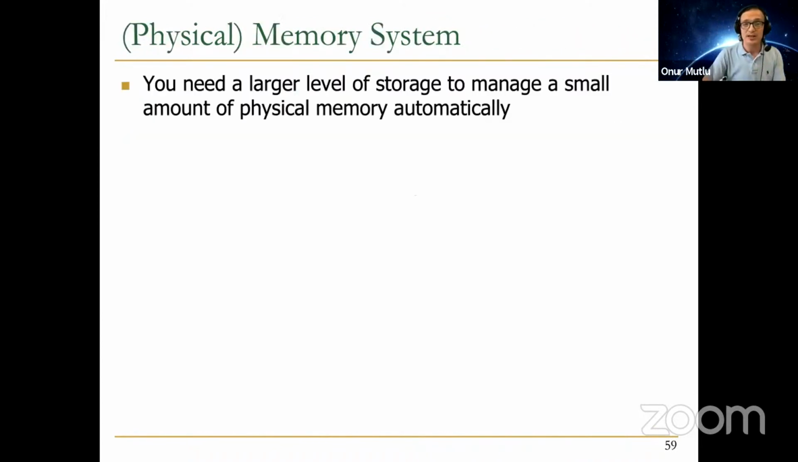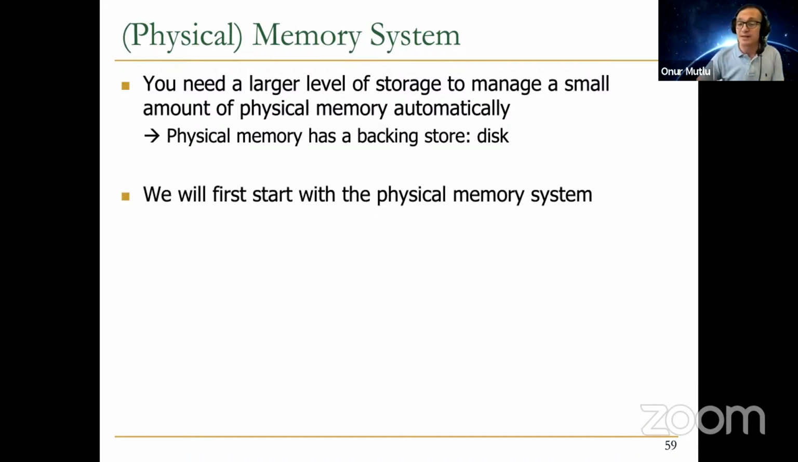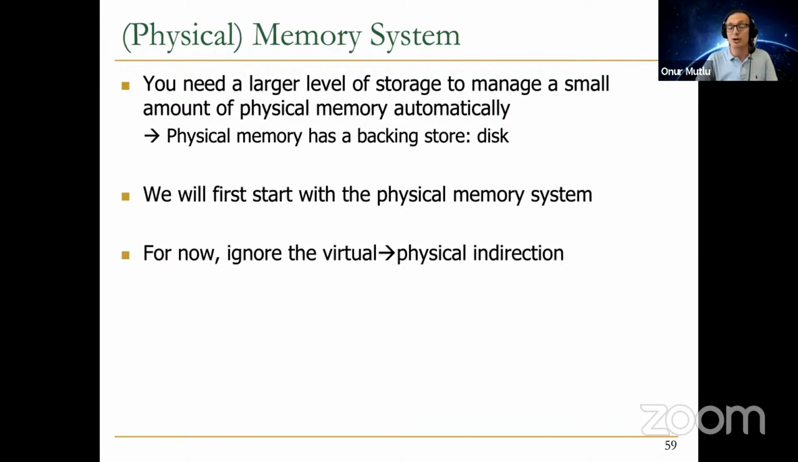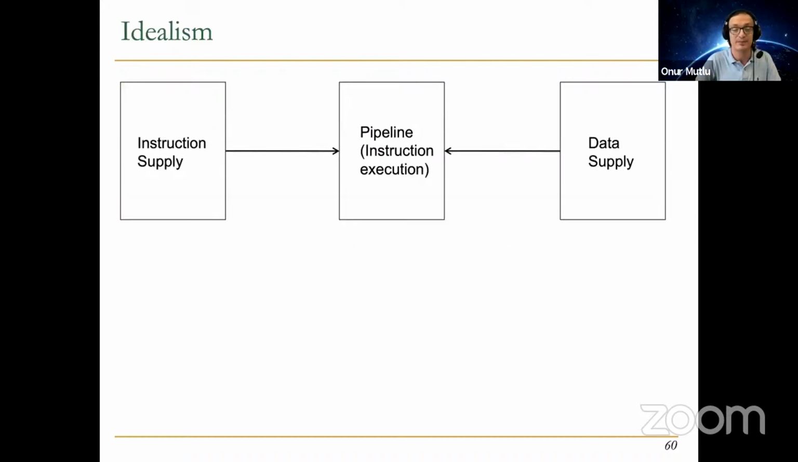But for now, assume that we have a physical memory system. You need a larger level of storage to manage a small amount of physical memory automatically. So there should be a backing store to main memory. And physical memory also has a backing store. It's called the disk. That's why we have disks. But we will first start with the physical memory system. And for now, we are going to ignore the virtual to physical indirection. And that's a good idea because we should really understand the underlying organization of the memory technology first. And we will get back to it later if time permits. And it looks like the time is going to permit next week or the week after.